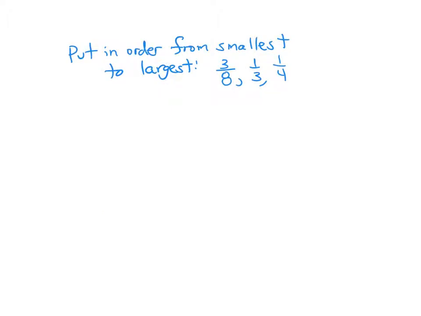We can continue with the same idea, but this time we're going to work with 3 different fractions. Put these 3 different fractions in order from smallest to largest: 3/8, 1/3, and 1/4. Once again, the first thing I'm going to do is I need to have like fractions. So I am going to go through and find the least common multiple of all of those denominators.